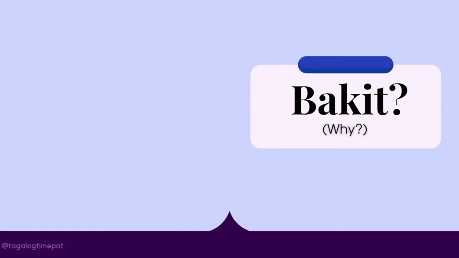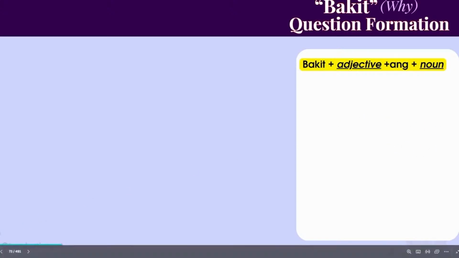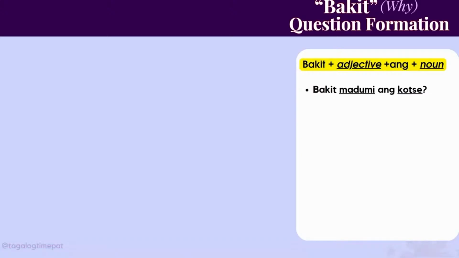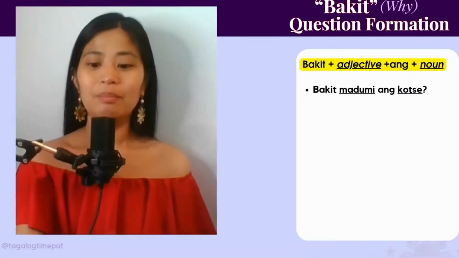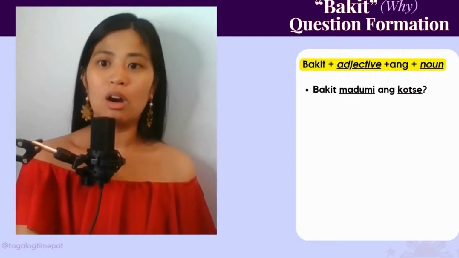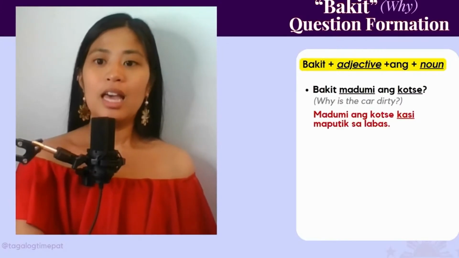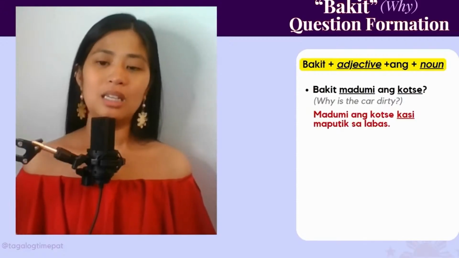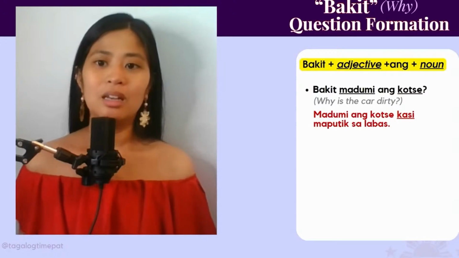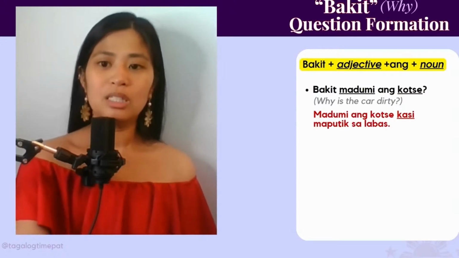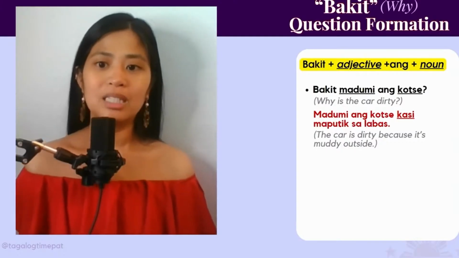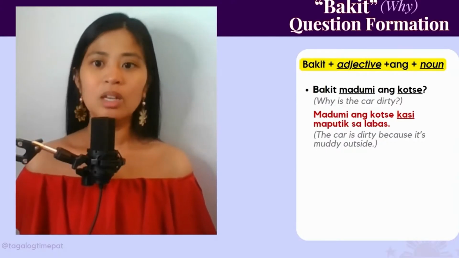Next question word is bakit. Why? Bakit. And here is one way to use it. Bakit plus an adjective plus the word ang and then a noun. So for example, bakit madumi ang kotse? Why is the car dirty? And then the response, madumi ang kotse kasi maputik sa labas. So the car is dirty because it's muddy outside. Maputik means muddy, labas means outside.